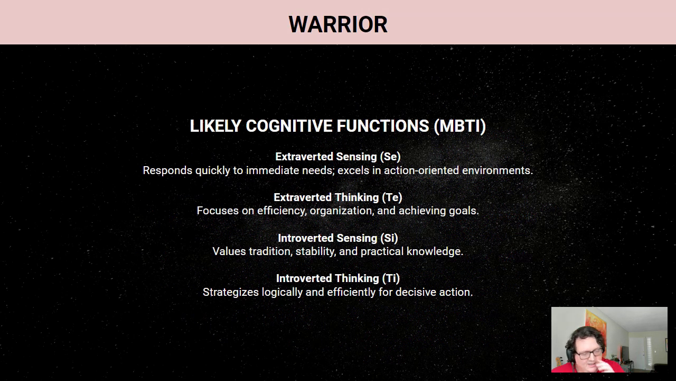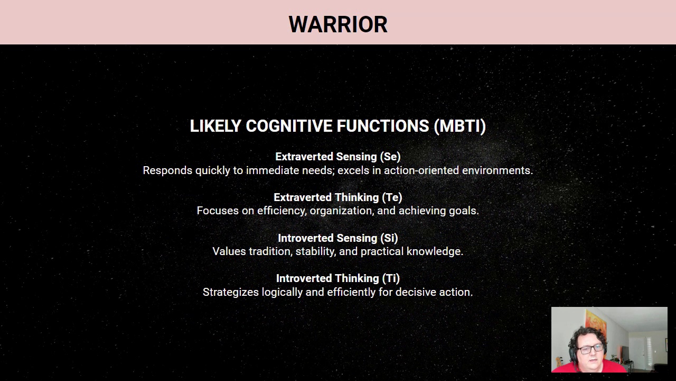So now we'll get into some of the other personality type systems and how they correlate with the Michael teachings roles. The likely cognitive function for the warrior is extroverted sensing, which responds quickly to immediate needs and excels in action-oriented environments. So it's really being plugged into the present moment and what's going on in the present.